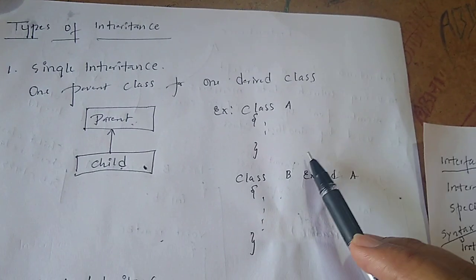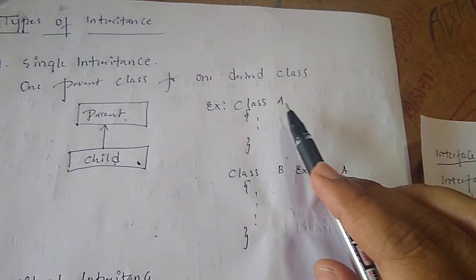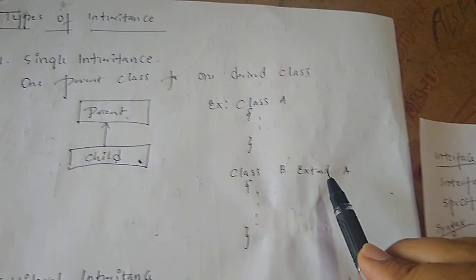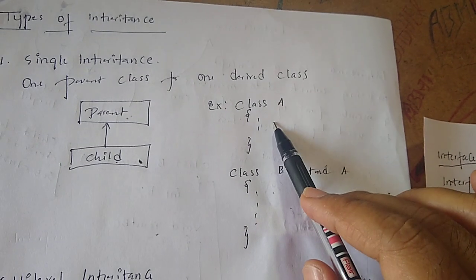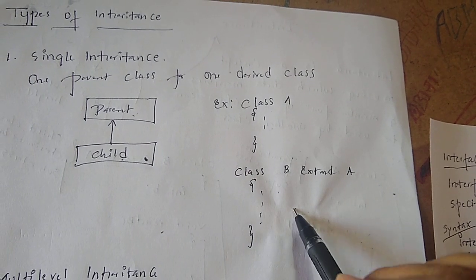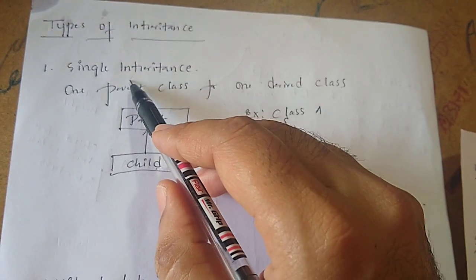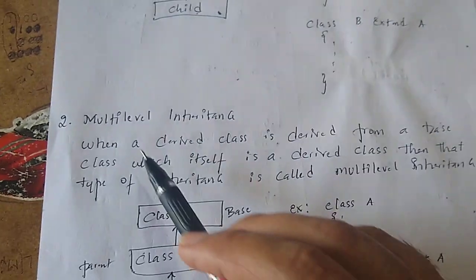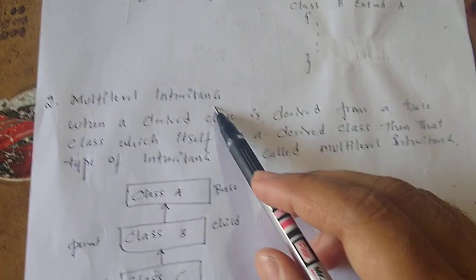Here I have written a Java example. There's a class B and there's a class A. Now class B is inheriting from class A. Therefore class A is called the parent class, and class B is called the child class. Such a type of inheritance is called single inheritance. So the second type of inheritance is multi-level inheritance.